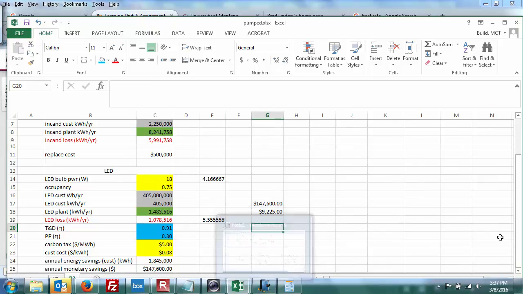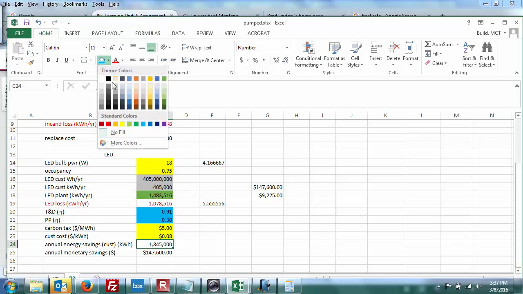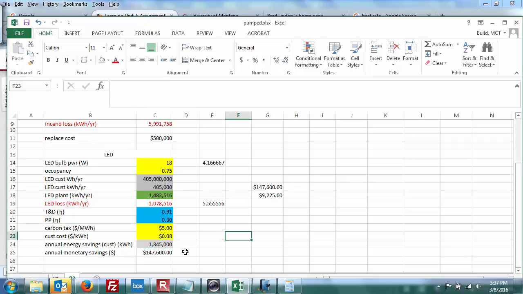The annual monetary savings, this is also an output. I'm going to put that as a gray. Annual monetary savings, yeah. So your customer base is going to spend $147,600 less per year. Perfect. I'm going to put that in green.